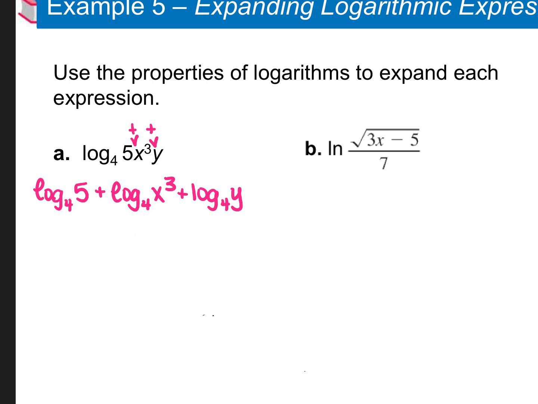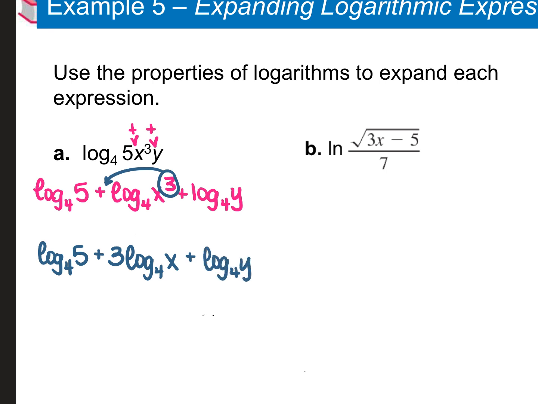y. You have a power on one of these, and that power has to move to the front. So that 3 on that x as the power is going to go in front of that log 4 of x. So that's going to give us log 4 of 5 plus 3 log 4 of x plus log 4 of y.